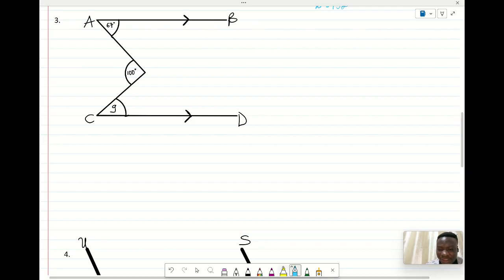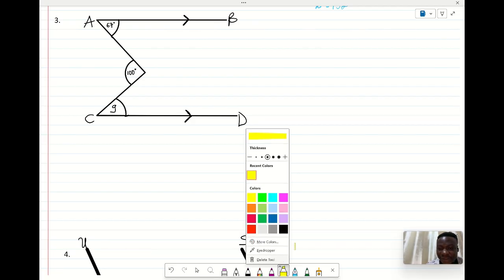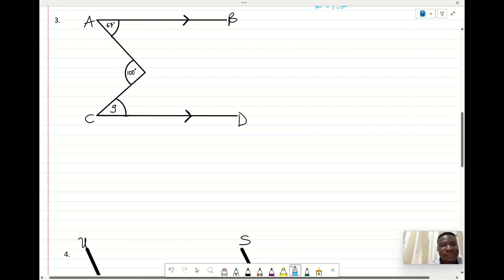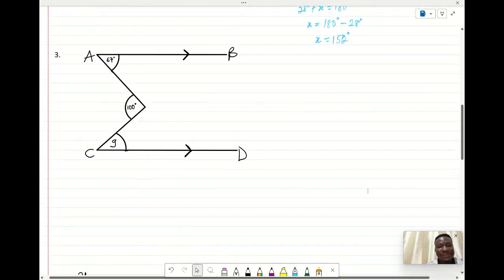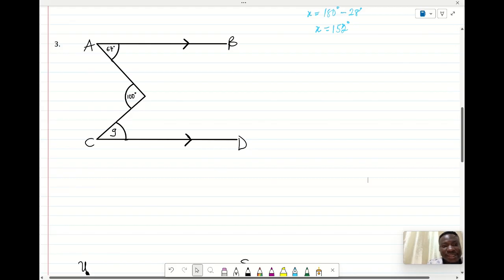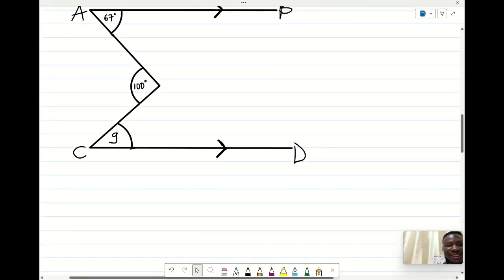Okay, so the third question. You see that this question is talking about finding the value of the angle marked G. Like we did in the first question, we did a similar thing over there. If you can see, we drew a third parallel line. So in this same question too, we are going to draw the third parallel line. Let's use broken lines.